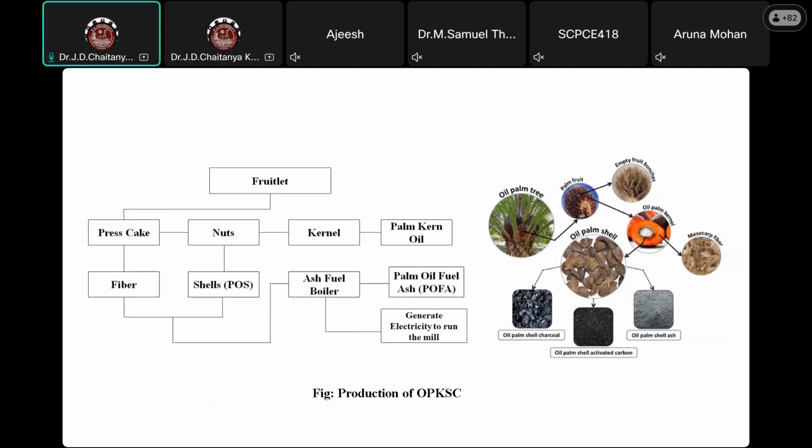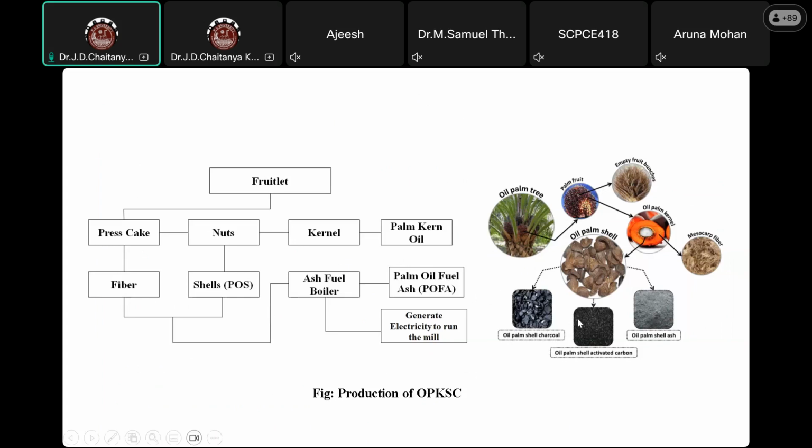See here, this chart shows the production of oil palm shell and oil palm clinker. On the right side you can see the tree, which looks like our coconut tree, right? For a coconut tree, a bunch of fruits comes. Same here, palm fruits come in bunches. After opening those bunches of fruit, we get the outside shell. That shell can serve as aggregate, that is palm oil shell. So after that, what happened?